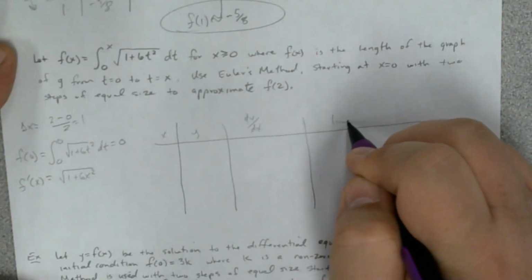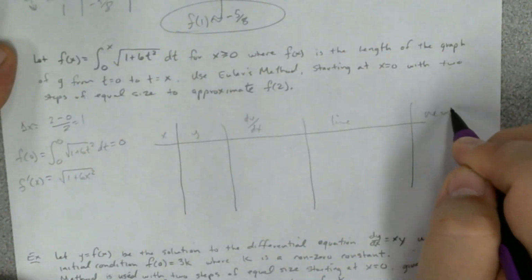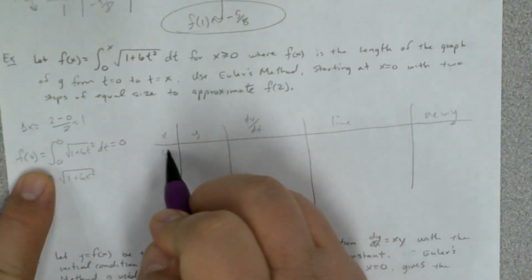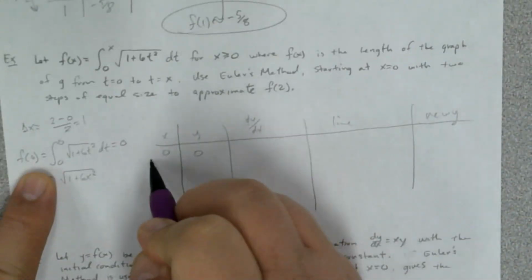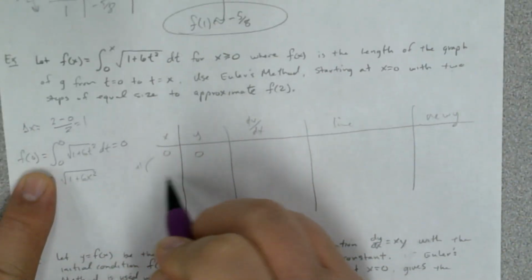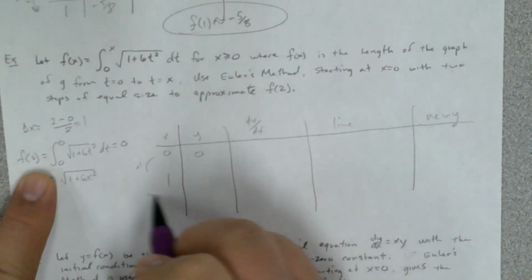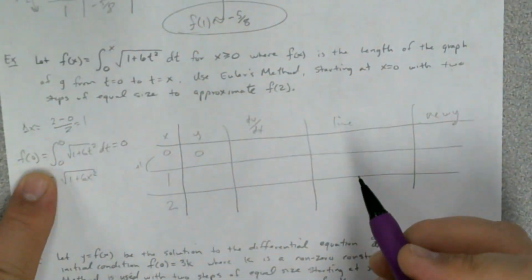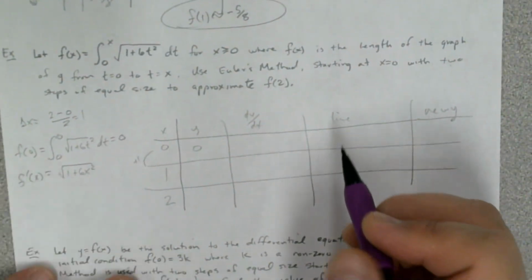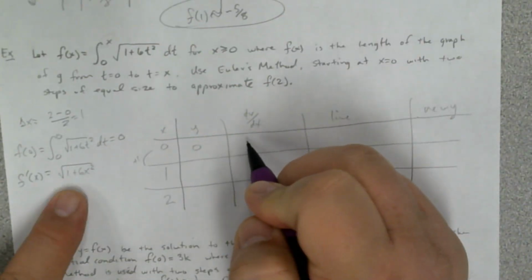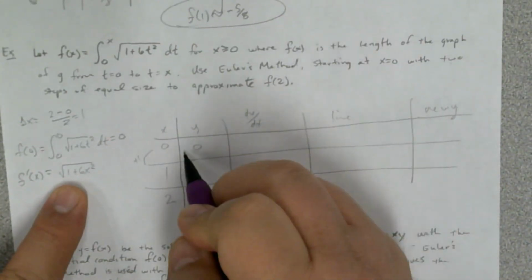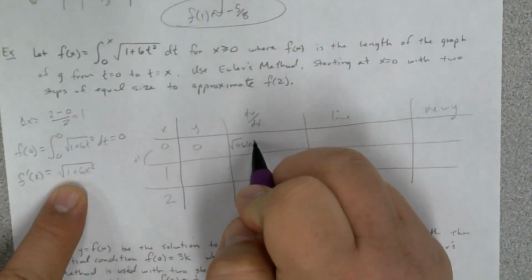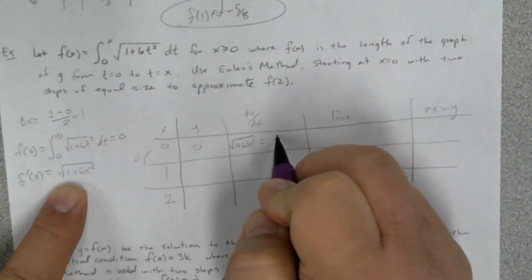Here's my line, and here's my new y. So my start value is 0, 0. My steps are going to be plus 1, so this will be 1, and this will be the 2. And so then my dy dx is this right here. I'm going to plug in these values in here, so I'm going to get the square root of 1 plus 6 times 0 squared, which is simply going to be 1.